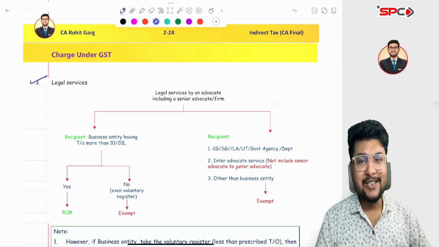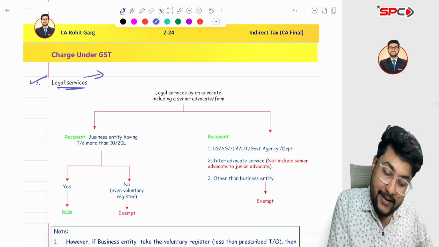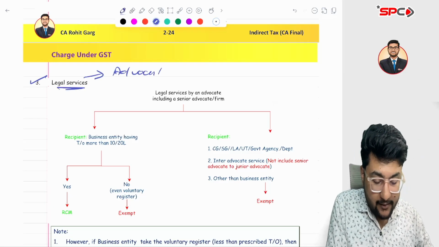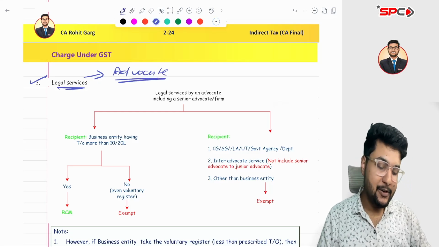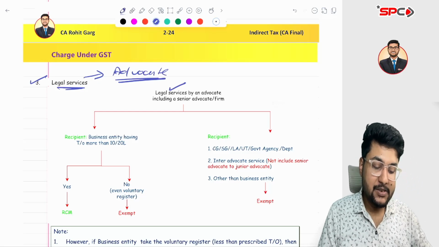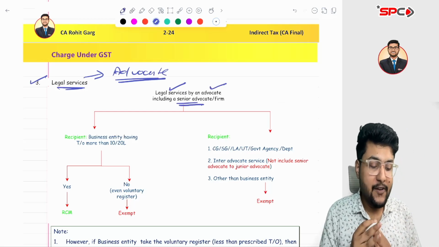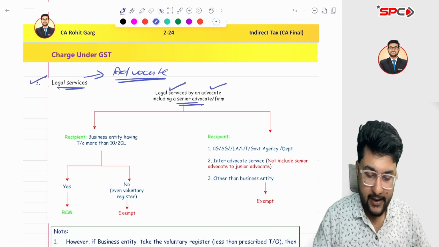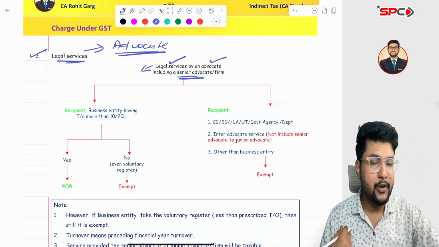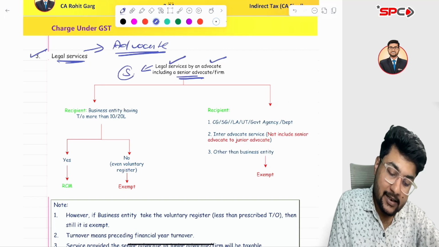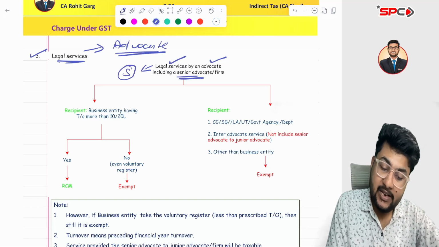Third is legal services. In legal services, sir, legal services means you are hiring an advocate. As a recipient, you are taking a legal service from an advocate, even a senior advocate, or a firm of advocates like a chamber. Okay? So first is legal services from an advocate. So the supplier is an advocate, firm of advocates, or senior advocate. The service is legal services.